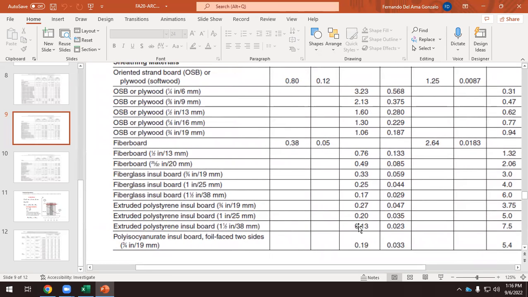Okay, so it's 0.1. I told you 0.0 something. Well, it's 0.1, 0.2. So this is the extruded polystyrene, the fiberglass, fiberboard, polyisocyanurate insulating board, whatever. Anyway, that matters because we have to select the one with the lowest thermal conductivity. So the extruded polystyrene is the best. And the fiberglass is not as good as this one. And fiberboard, this is fiberboard.